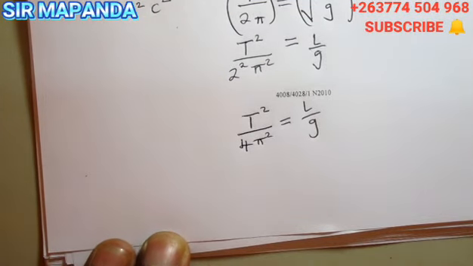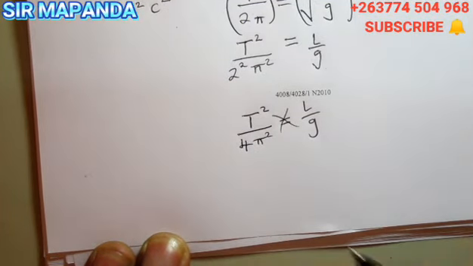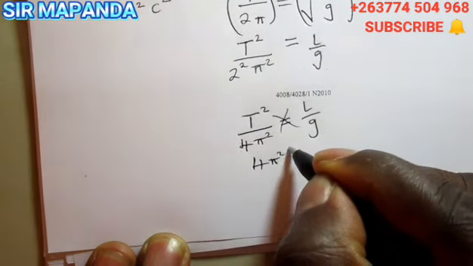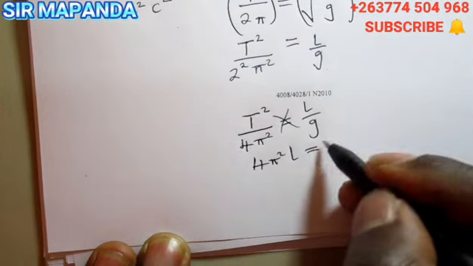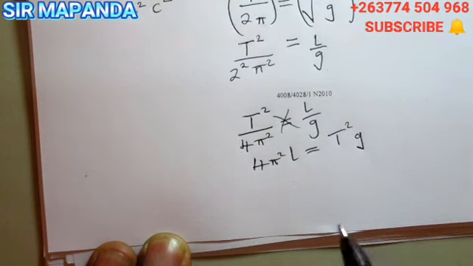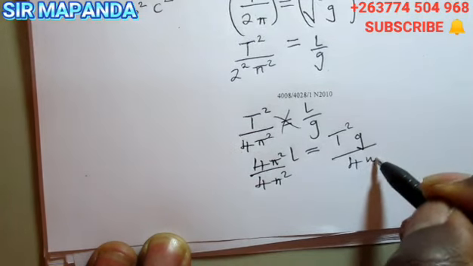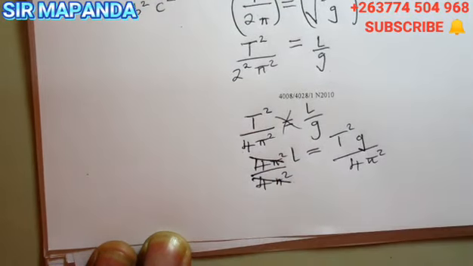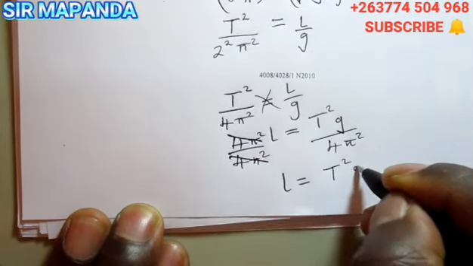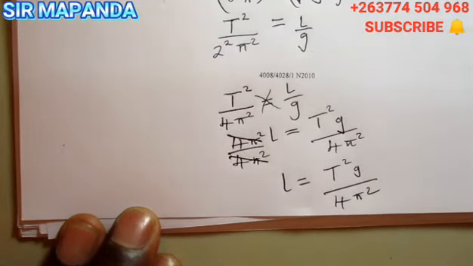Since we want to make L the subject of the formula, we now do the skill of cross multiplication. So 4 pi squared times L, you get 4 pi squared L. T squared times G, you get T squared G. For L to stand on its own, you divide both sides by 4 pi squared. The 4 pi squared cancel out, leaving you with the final answer: L is equal to T squared G divided by 4 pi squared. Then you are home and dry.